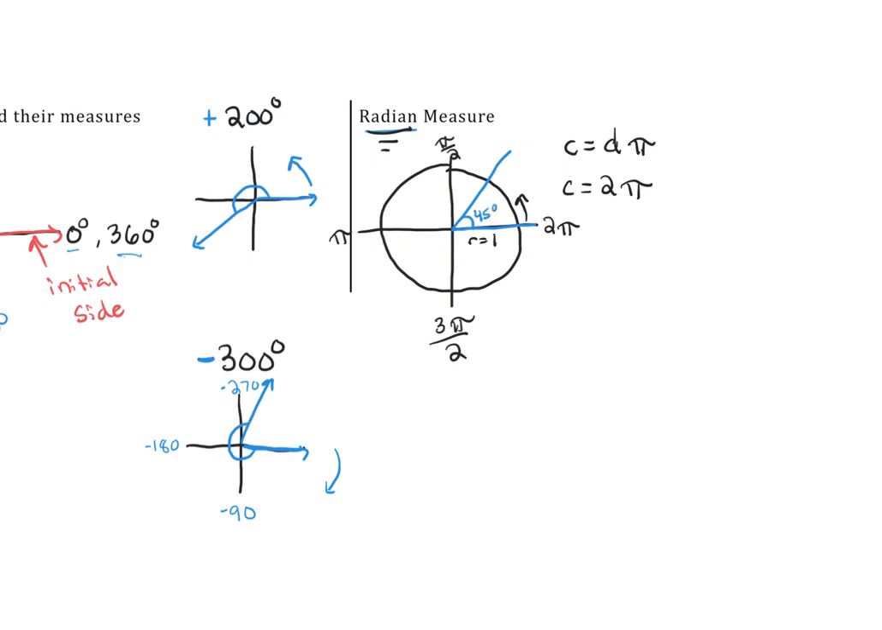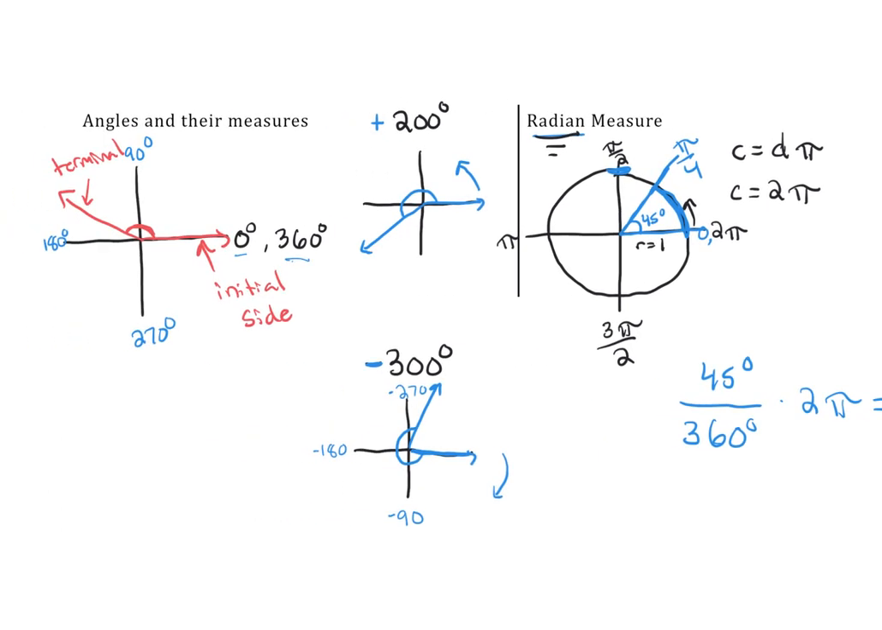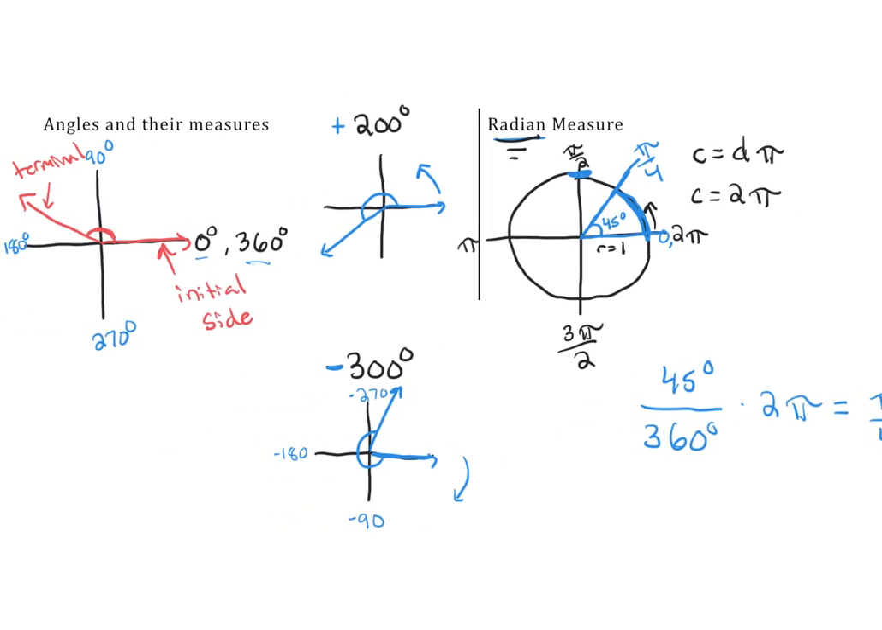That's 45 degrees. So 45 degrees is how much of the circumference of that circle? Well, 45 degrees is a part out of the whole circle, 360 degrees. So then the entire circumference is 2 pi. So it's 45 out of 360 times 2 pi, which if you multiply that through, you will get pi over 4, which makes sense because this is halfway between pi over 2 and 0, which would be pi over 4. So there's just the intro to understanding degrees and radians on a circle.